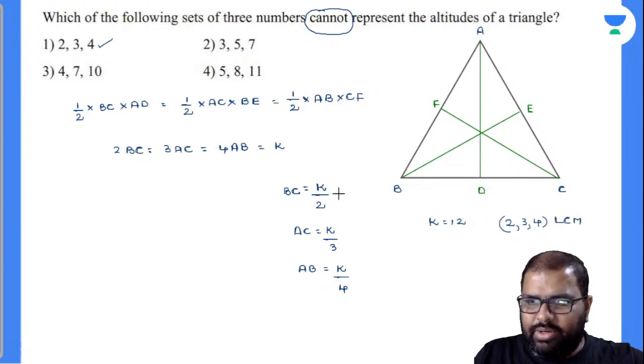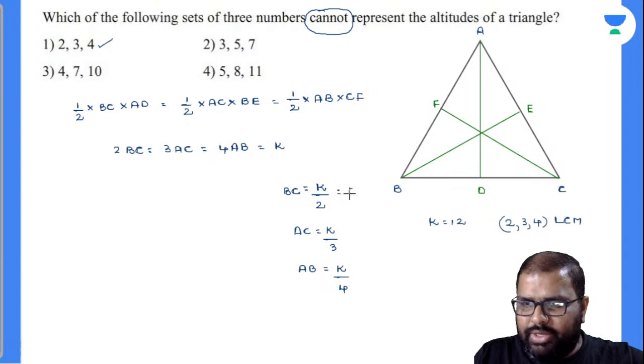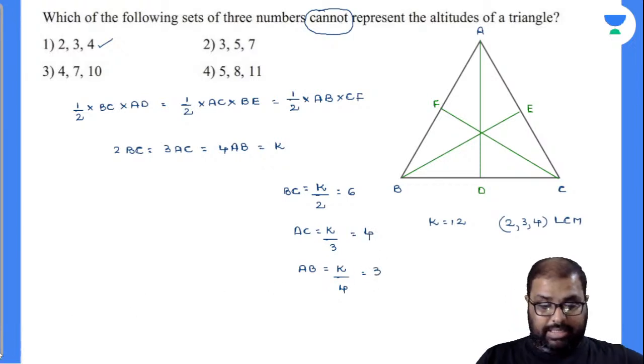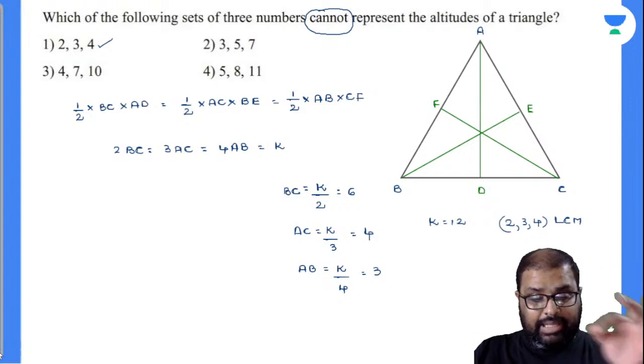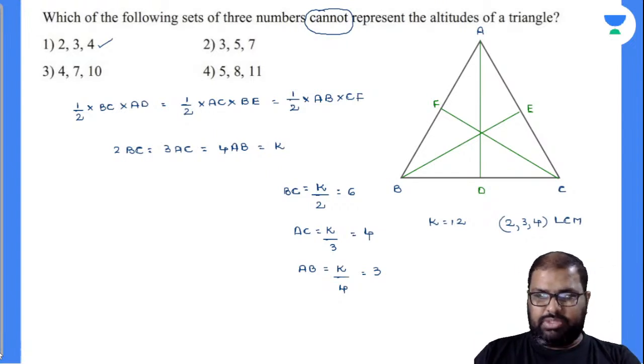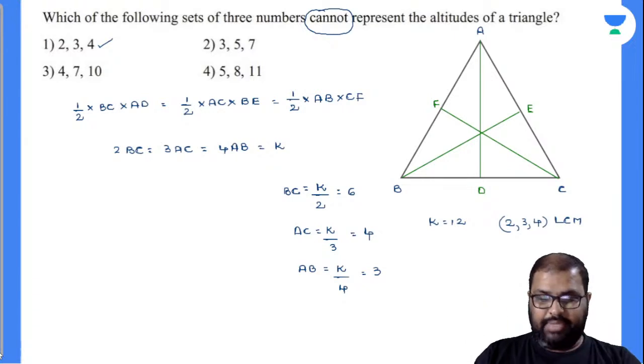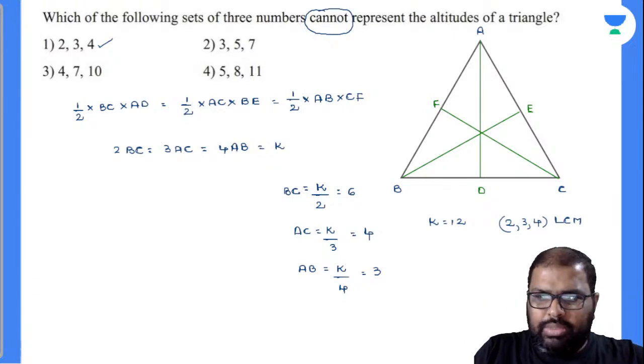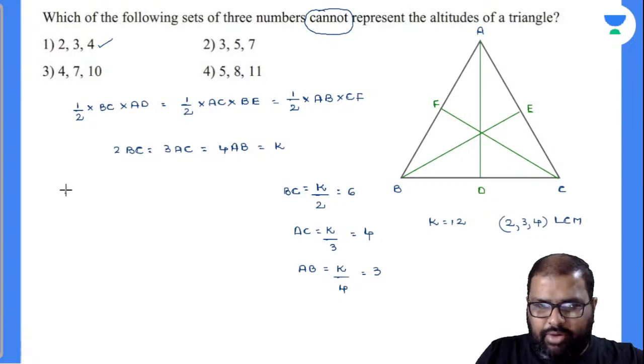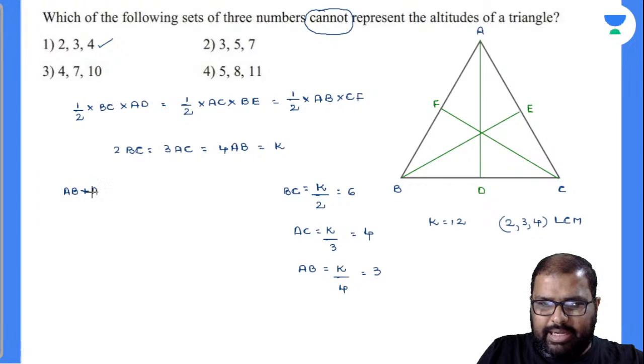By this I can take down my BC value as 12 by 2, which is 6. AC is K by 3, so 12 by 3 is 4. AB is K by 4, so 12 by 4 is 3. 6, 4, 3 are the lengths of the line segments BC, AC, AB. Is the question done? No, the question is not done. Now look, in order to form a triangle, the sum of the two sides of a triangle must be greater than the third side.